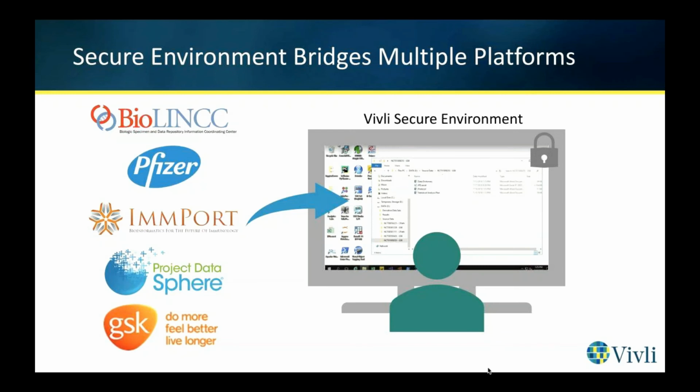If you have a request that's been approved, you will be provided with a secure environment that is specific to your project. So if you requested 10 studies and 8 were approved from, say, BioLink, Pfizer, GSK, from different platforms, they will all show up in your desktop in your own project-specific secure environment, and you will be able to pull and analyze that data together.